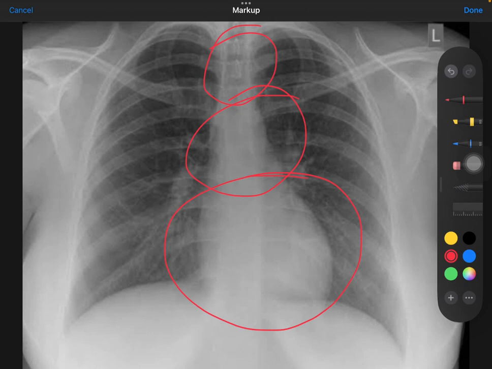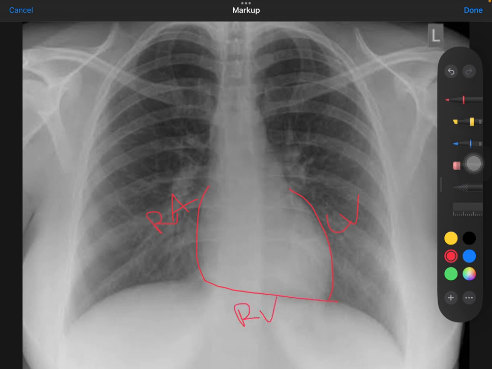Now, how do we understand which border of the cardiac shadow is formed by which chambers of the heart? This is a bit tricky, but I'll make it very simple for you. This is the right cardiac border, formed by the right atrium. This on the left side is formed by the left ventricle. This part lying on the diaphragm is formed by the right ventricle.